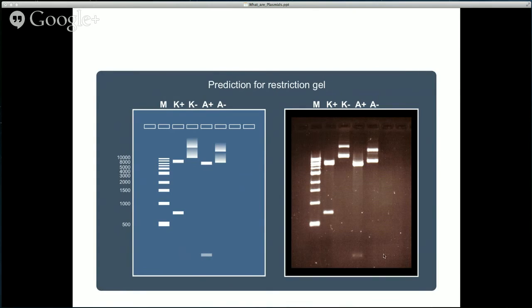And now this picture over here is what an actual gel looks like when you run electrophoresis. And this is what we're going to be doing next week. So I'm going to go into far more gruesome detail next week about this. Okay?